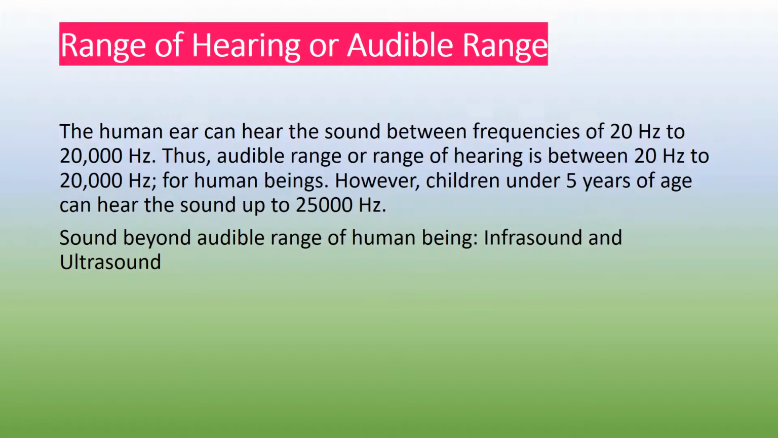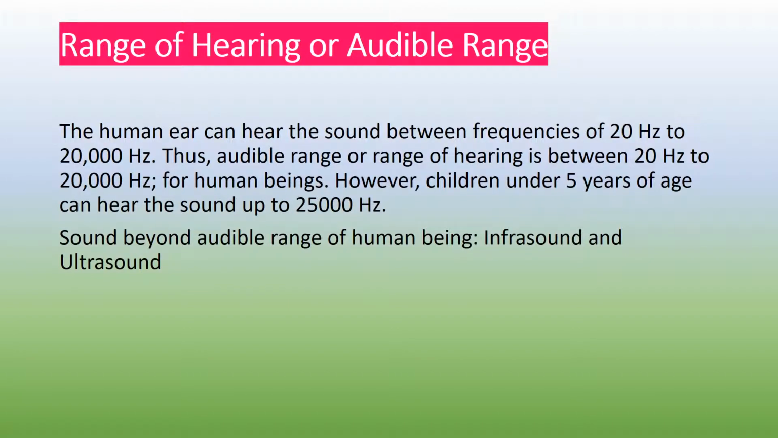Range of hearing or audible range. The human ear can hear sound between frequencies of 20 Hz to 20,000 Hz. Thus, the audible range or range of hearing is between 20 Hz to 20,000 Hz for human beings. However, children under 5 years of age can hear sound up to 25,000 Hz.